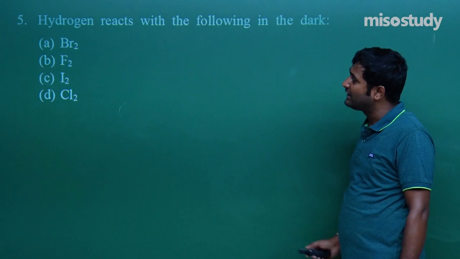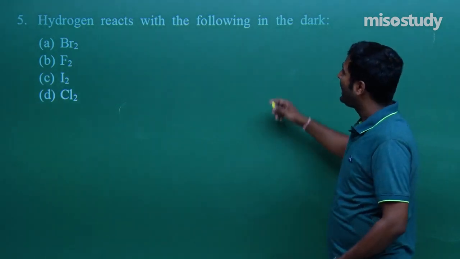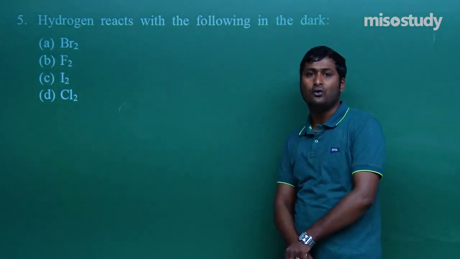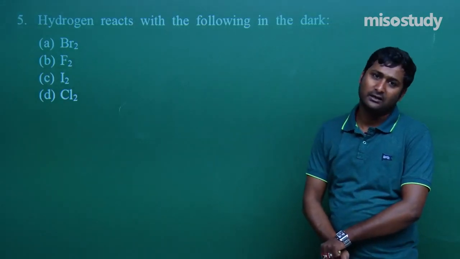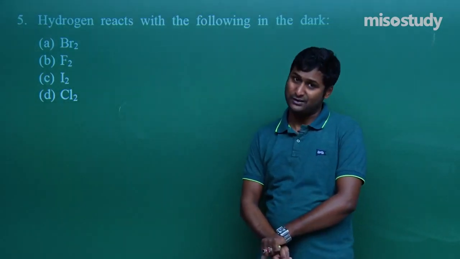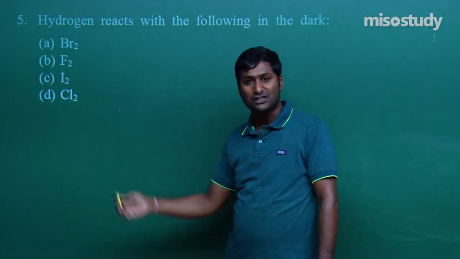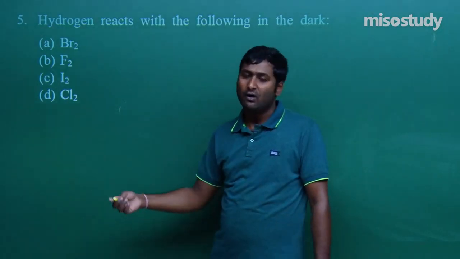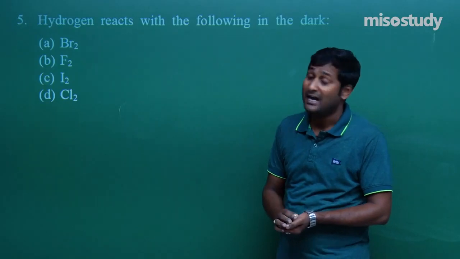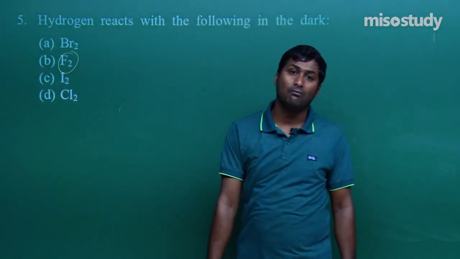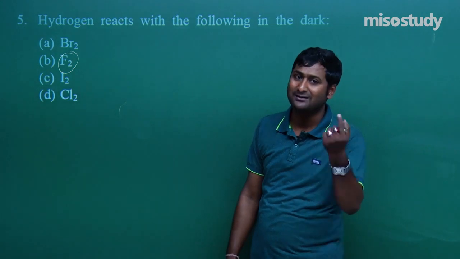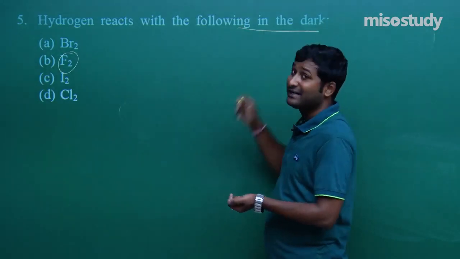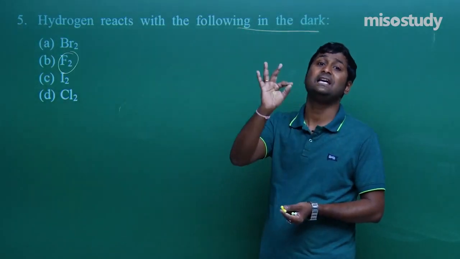Clear, friend? Now let's move to the next one. Hydrogen reacts with the following in the dark. These all are halogens. Do you know what will happen? When hydrogen is treated with Br2, it forms HBr. With F2, it forms HF. With I2, it forms HI. With Cl2, it forms HCl. But as we know, F2 is more reactive than chlorine, than bromine, than iodine. So hydrogen will react in the dark, that is, there is no requirement of any initiating agent.